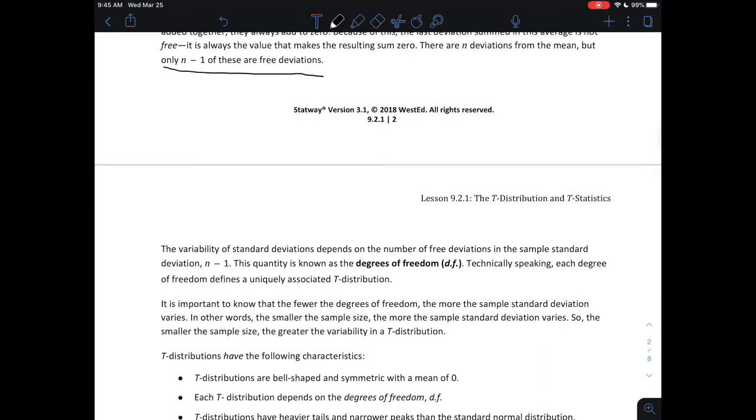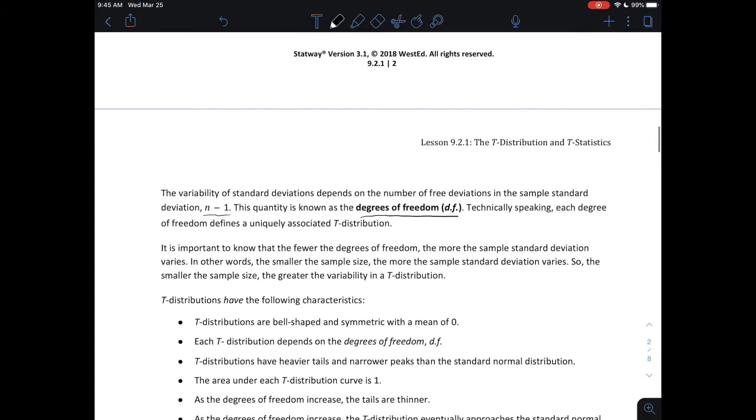The variability of standard deviations depends on the number of free deviations in the sample standard deviation, n minus 1. This quantity is known as the degrees of freedom. So degrees of freedom we're going to relate with n minus 1, the number of free deviations. Technically speaking, each degree of freedom defines a uniquely associated t-distribution.